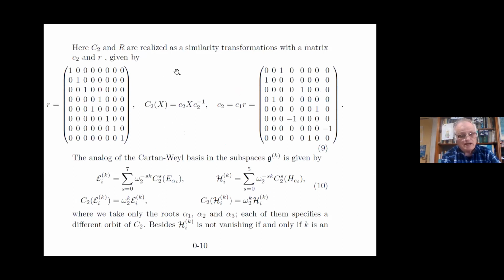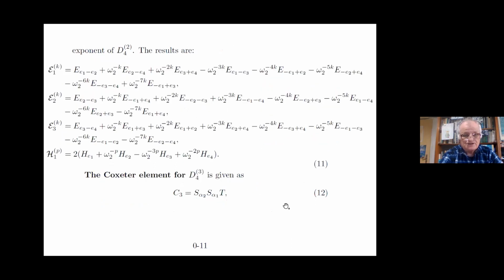So we can realize C2 also as a similarity transformation. And the fact that it's an automorphism consists in the fact that the determinant of this matrix that we are taking the similarity transformation is -1 rather than 1. Here is the basis in each of these subspaces, and the explicit form as 8x8 matrices is given here.